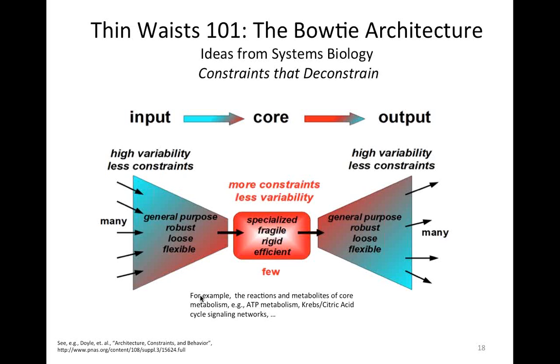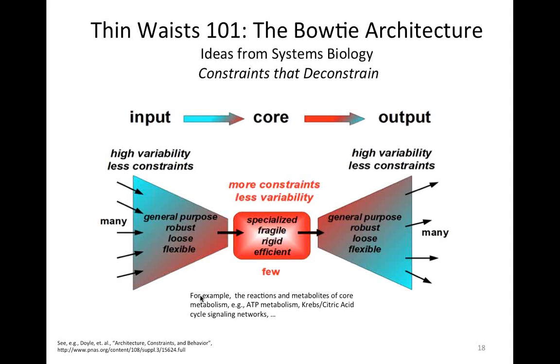So the thing in the middle, which they're calling the knot, the red thing that says specialized, fragile, rigid, efficient, that's like a data formatting step. So in the case of biology, the canonical example is ATP metabolism, Krebs citric acid cycle. Every cell on the Earth uses ATP to transport energy, and it doesn't have to. It can depend on that. So life can build on top of that.